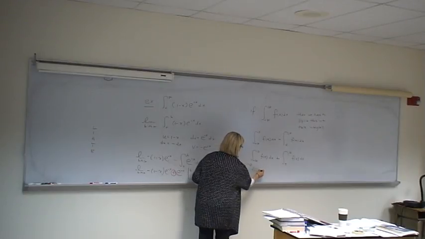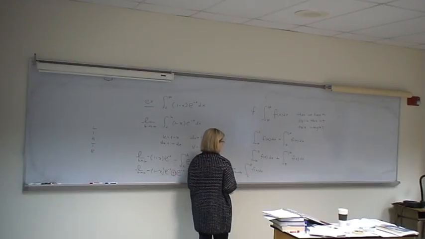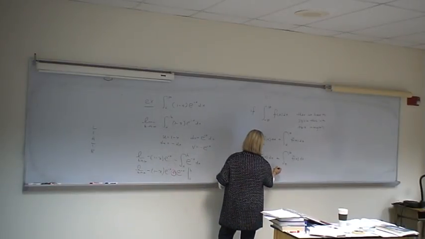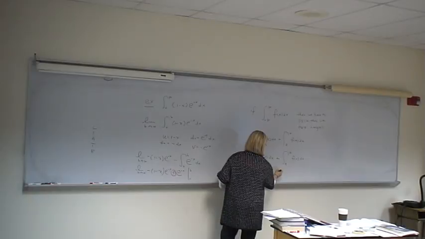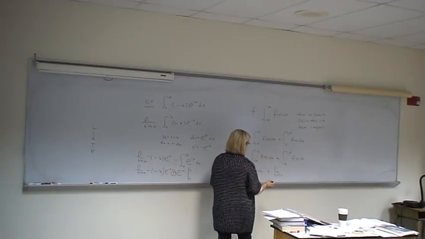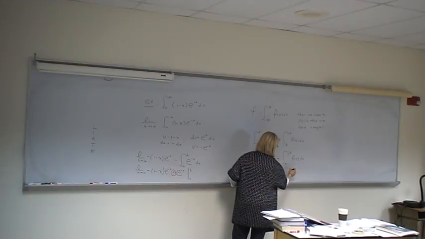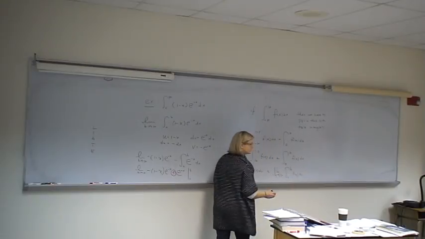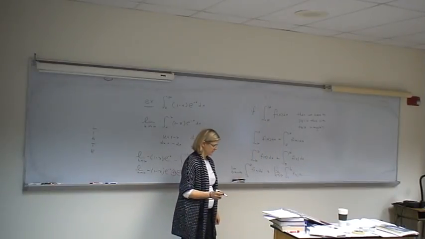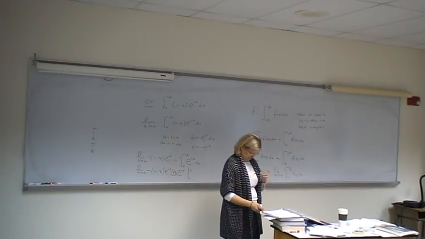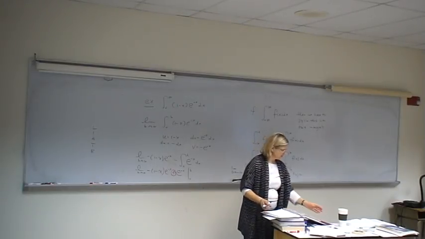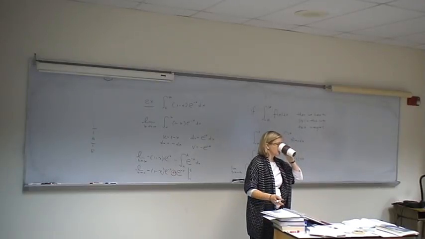f of x dx. Okay, so that would be 1. So we're going to treat them as two separate intervals, plus the limit as k goes to positive infinity of the integral from 0 to k of f of x dx. Okay, so let's take an example.